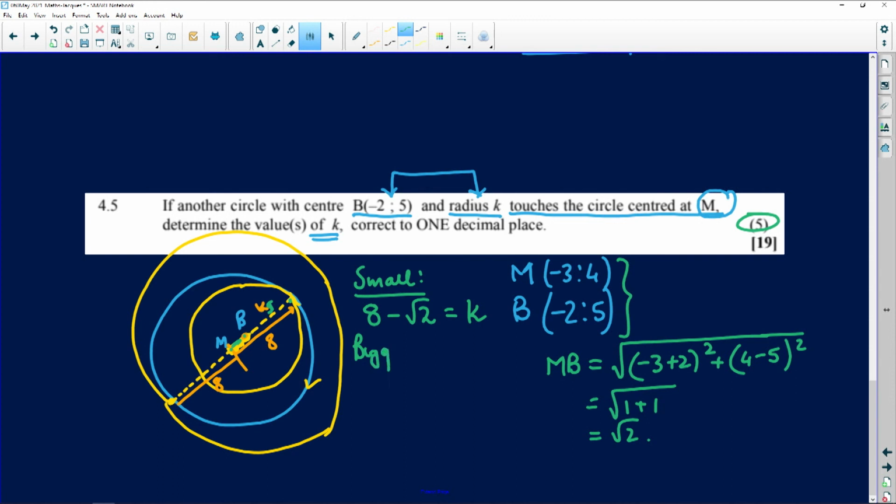For the bigger circle, the value of K will be the 8 that we had over here. Remember, there's the center. There's the initial 8. So that will be 8 plus the root of 2, which gives you the value of that K. Yeah, and that was the first 19 marks. Question 4. Quite a nice, interesting question, folks, but you had to absolutely know what to watch out for in that diagram.